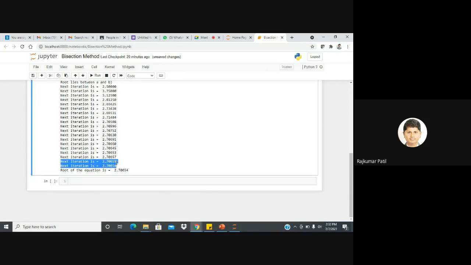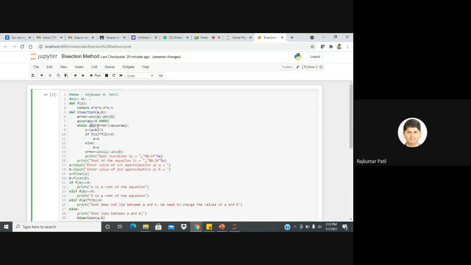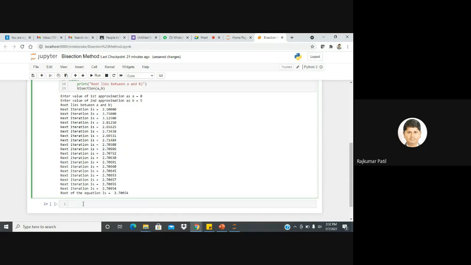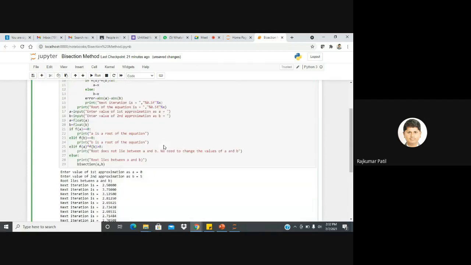And here you can see the last two lines. The values for the last two iterations are almost the same, and at that time the absolute value of error becomes equal to or less than the required accuracy, and we came out of the loop and this particular line is printed, and that's why you can see the statement root of the equation is 2.70654. So the latest value of x will be your root. So we can say that this is the end of the program.